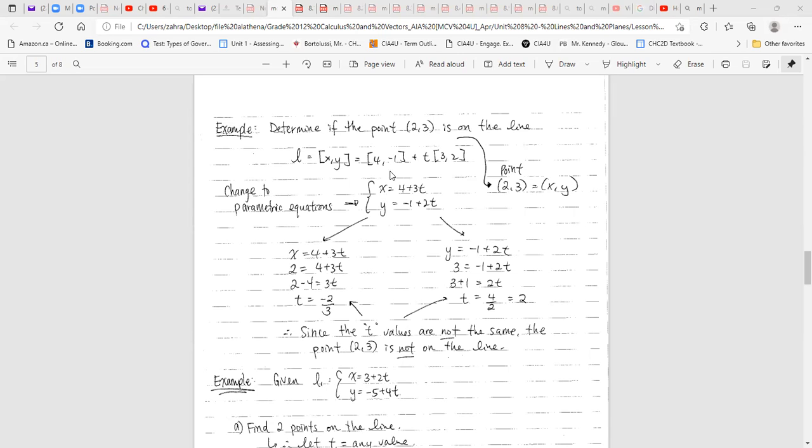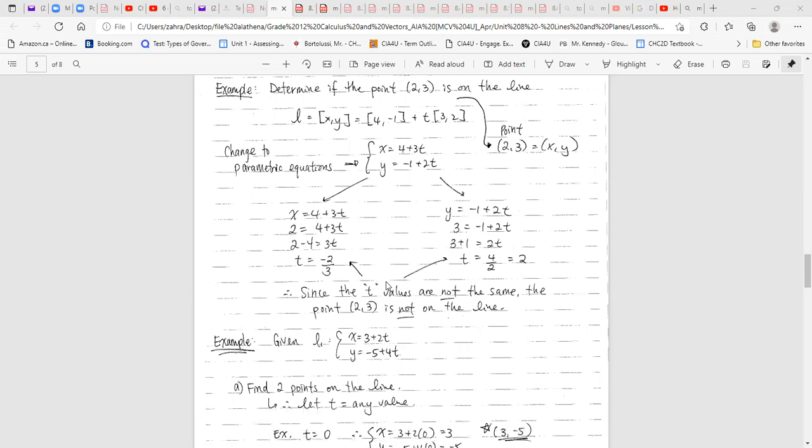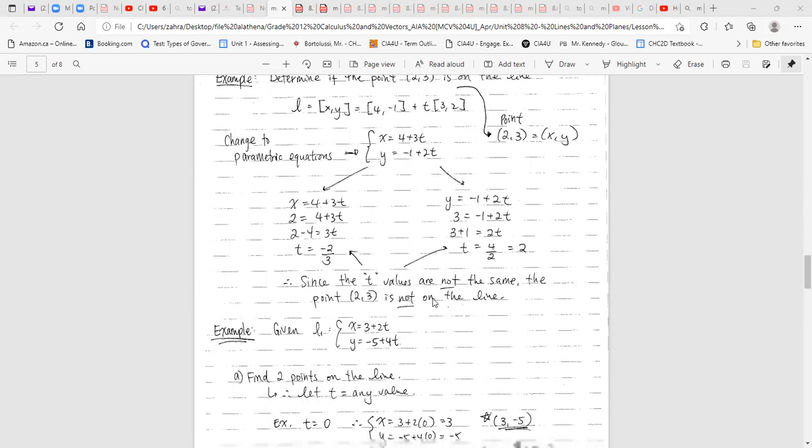For the x, you put 2 here and you solve for t. The t is negative 2 over 3. You put the y to be 3 and then you solve for t. T is 2. Since you have different t, this point is not on the line. If you have the same t, then you can say it is on the line. In this case, no, it's not.